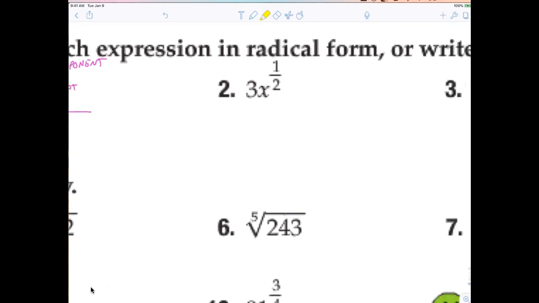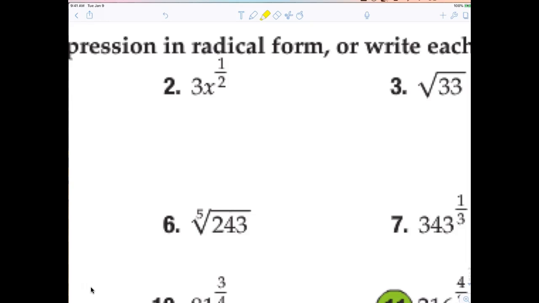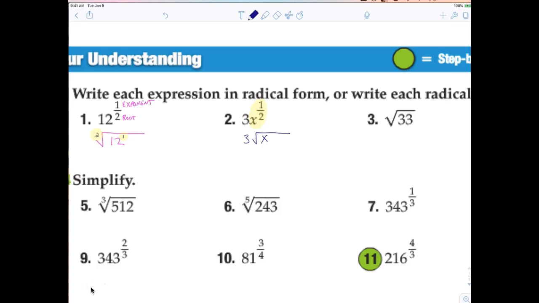All right? So on question number 2, let me do a couple of them and you'll see, very simple. This x is the only thing being raised to the 1/2 power. The 3 is not to the 1/2 power, so the 3 would be on the outside of the square root. Now, again, it's not much math. You just have to be able to convert from exponential form to radical form.